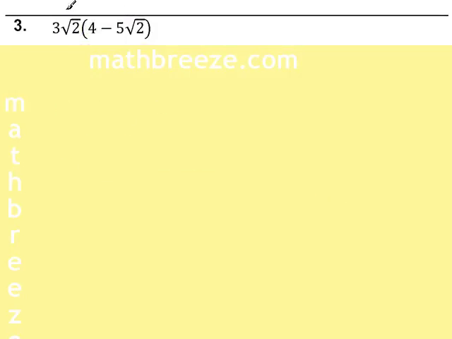All right, and number 3, again, distributive law. So first we have 4 times 3, that's 12 square root 2. Subtract 5 times 3 is 15. And square root 2 times square root 2 is square root 4, or just 2, without the square root symbol. So we have 12 square root 2, subtract 30.